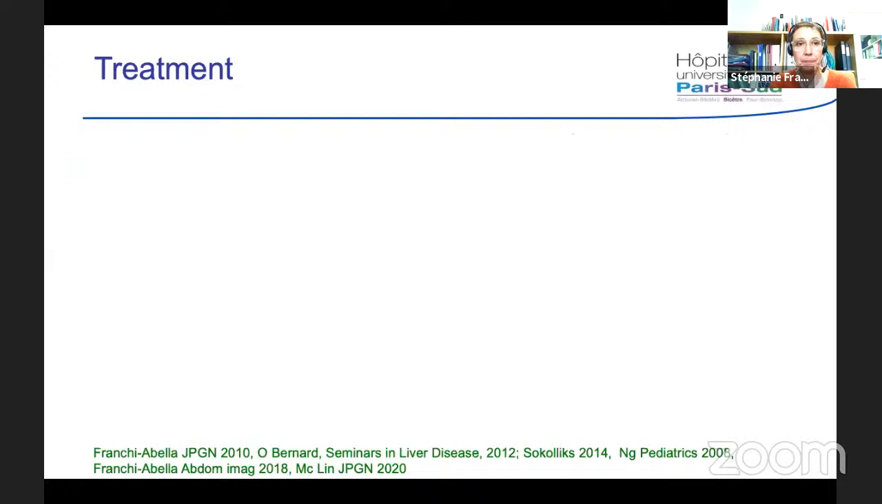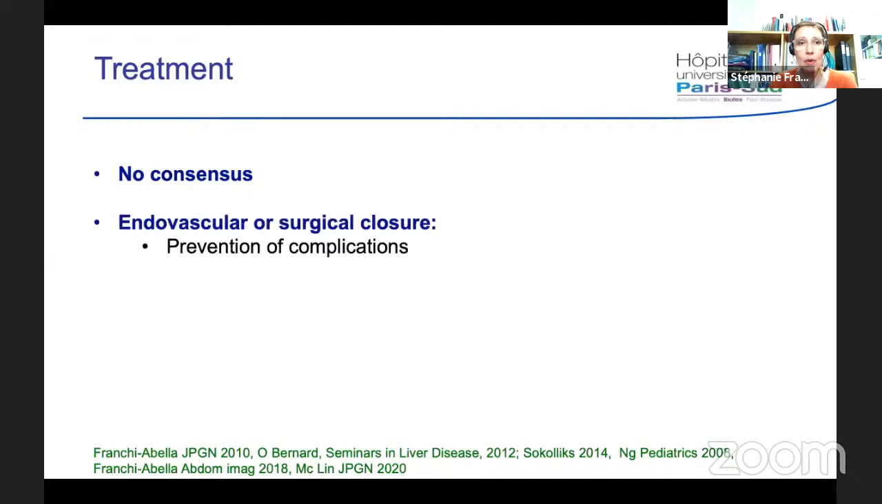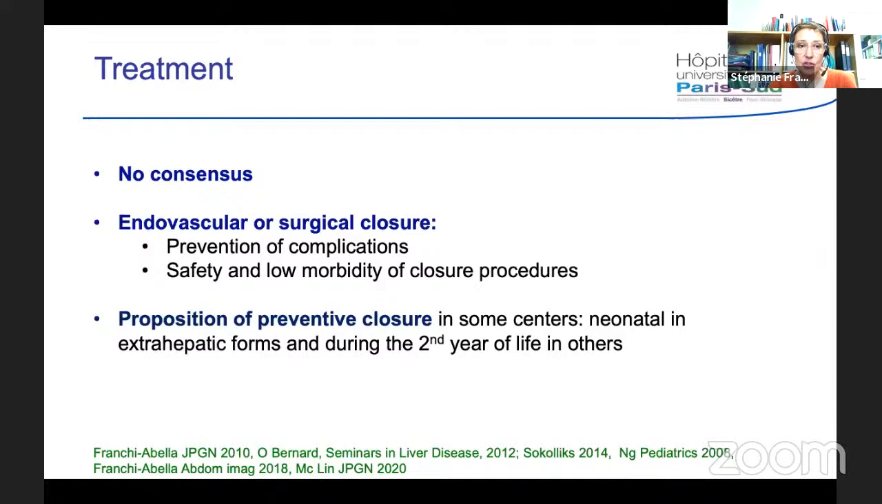For the treatment, there is still no consensus. However, in the larger centers and in the papers now, it is shown that endovascular or surgical closure allows prevention of the complications, and those procedures are safe and with a low morbidity. So for most of the large centers now, there is a proposition of preventive closure, neonatal in extrahepatic forms for very few patients, and during the second year of life in others. Of course, when you have a patient who has complications, you will propose to close the malformation.